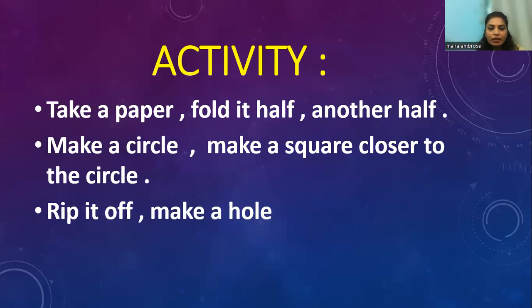There's a small activity which shows how that 55%, which I shared in the beginning by Albert Mehrabian, that communication model, is proving right. This activity, if you do at your home: take a paper, fold it half, another half, make a circle, make a square closer to the circle, rip it off, make a hole.